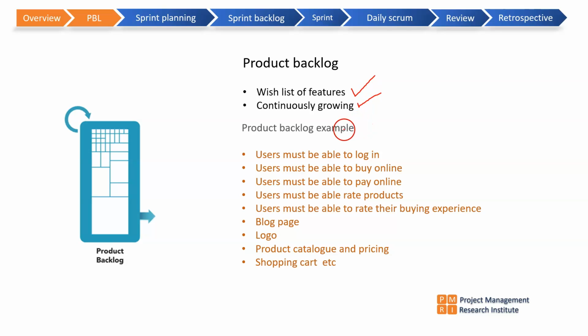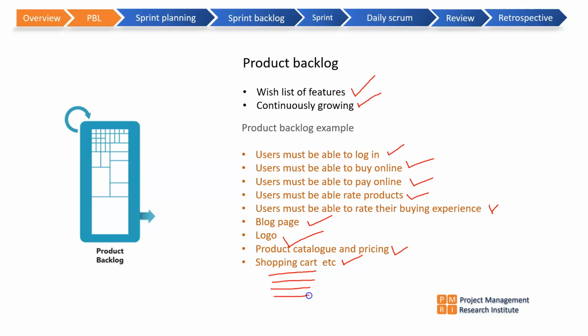So here is an example of a product backlog for an online market. As a product owner, these are my initial thoughts which are captured as a product backlog. Users must be able to log in, users must be able to buy online, users must be able to pay online, users must be able to rate the products, users must be able to rate their buying experience. There should be a blog page which details the latest products and stuff like that. And a logo must be there, product catalog, and pricing must be there, shopping cart, and this keeps evolving.